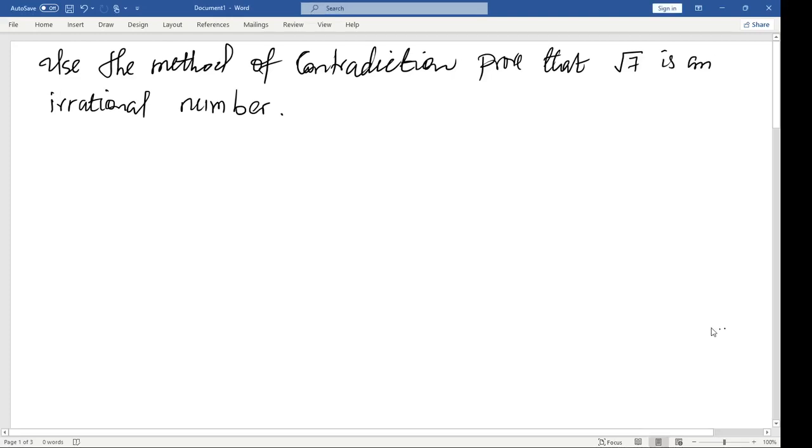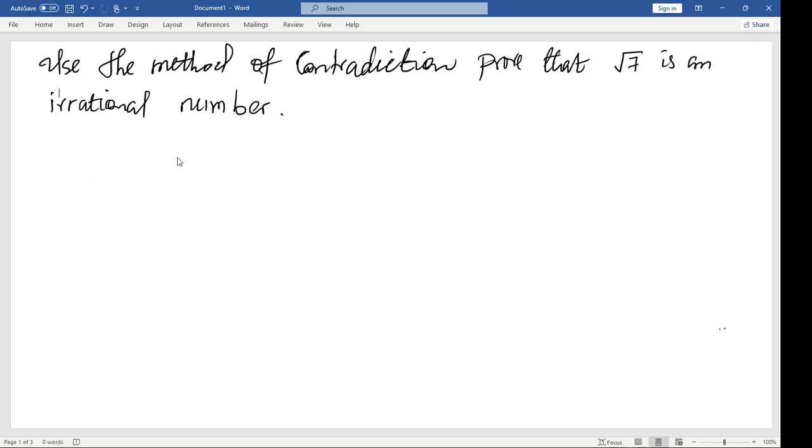So I have this question here that says use the method of contradiction to prove that the root of 7 is an irrational number. Now the method of contradiction is that we're going to come up with a statement that's going to contradict 7 being an irrational number. So that statement is simply saying the root of 7 is a rational number, then we prove the contradiction there.